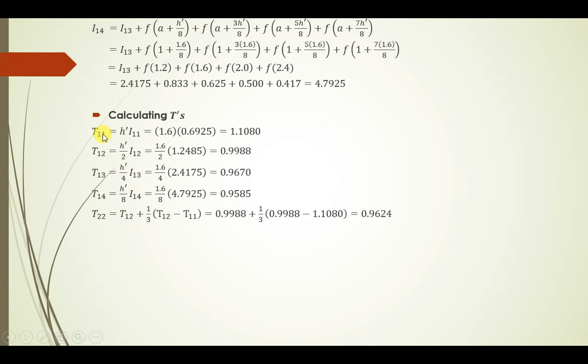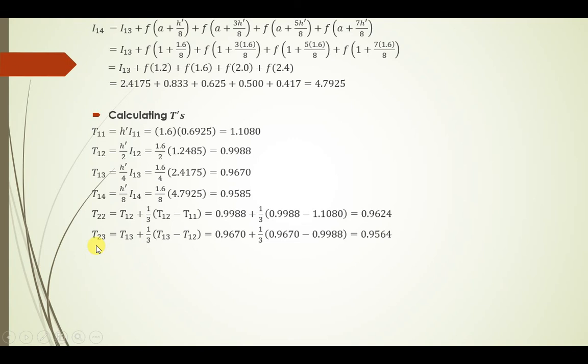So replace t11 by 1.1080. Subtracting these two, dividing it by 3 and adding it with this number, we get this answer. This answer is actually the value of t22. So that is t22. And the next one is t23.